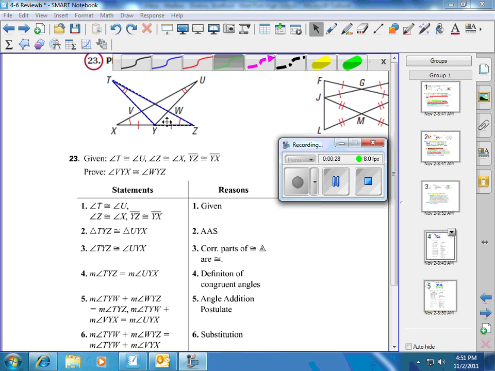If I can prove that these two larger triangles, triangle TYZ and UYX, are congruent, then I know that this angle for this triangle is congruent to this angle for this triangle. So if I subtract TYU out of that, then I've got angle VYX and WYZ, and they must be congruent. That's the main idea there.